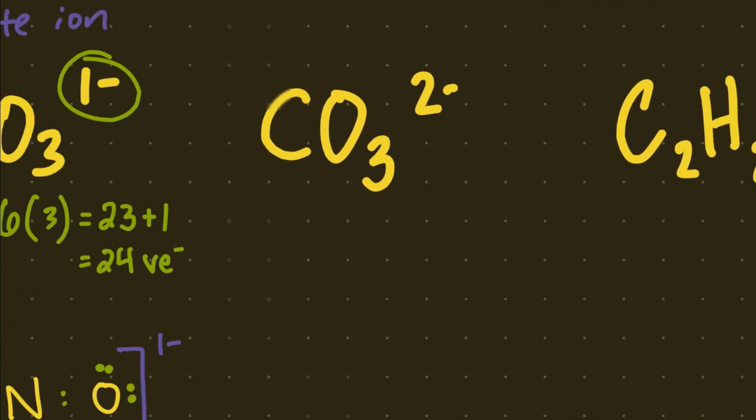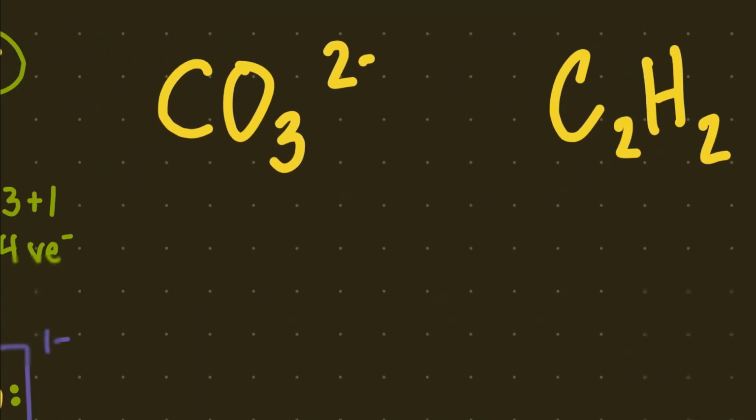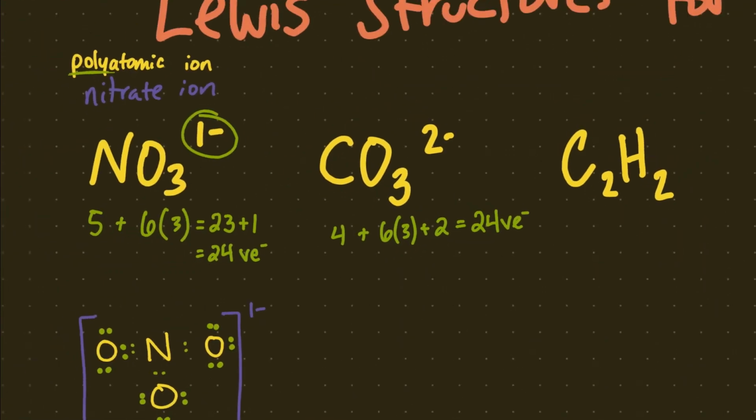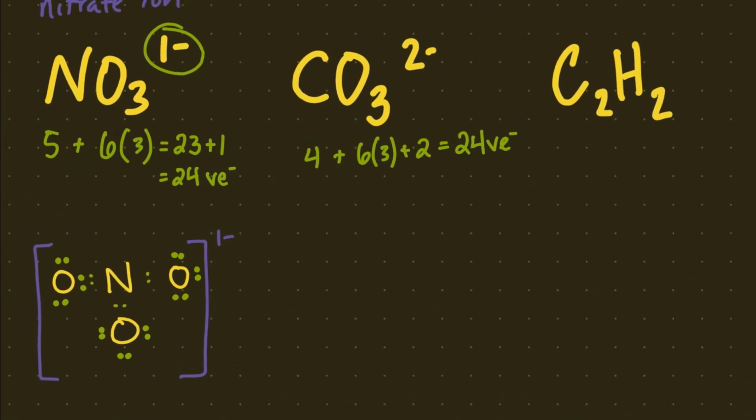CO3 2-, let's go for it. Carbon is 4, plus 6 for each of my oxygens. I've got 3 of them, and then we have a charge of 2-, so that's an extra 2 electrons. That's 18, 20, 24 electrons again. And this is going to be exactly the same as my nitrate.